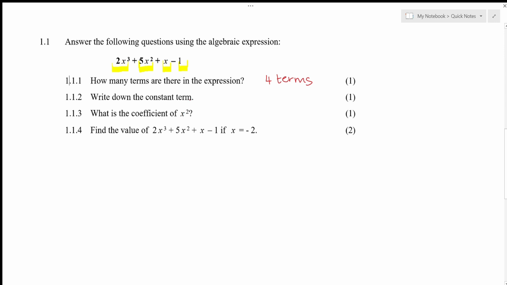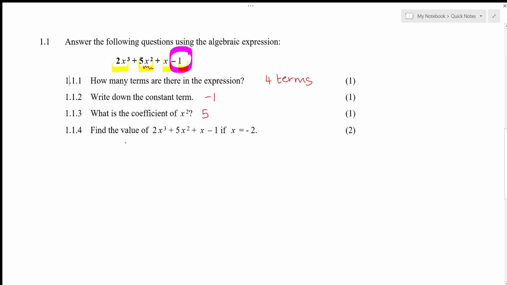Write down the constant term. So the constant is the number that stands on its own, and in this case it would be negative 1. If you write 1, your answer would be wrong. You must make sure that you write negative because you're taking the sign that comes in front of that number. What is the coefficient of x squared? So you would look, where is x squared? This is x squared here. The number that comes in front of x squared is 5. It's positive, so you would write 5.